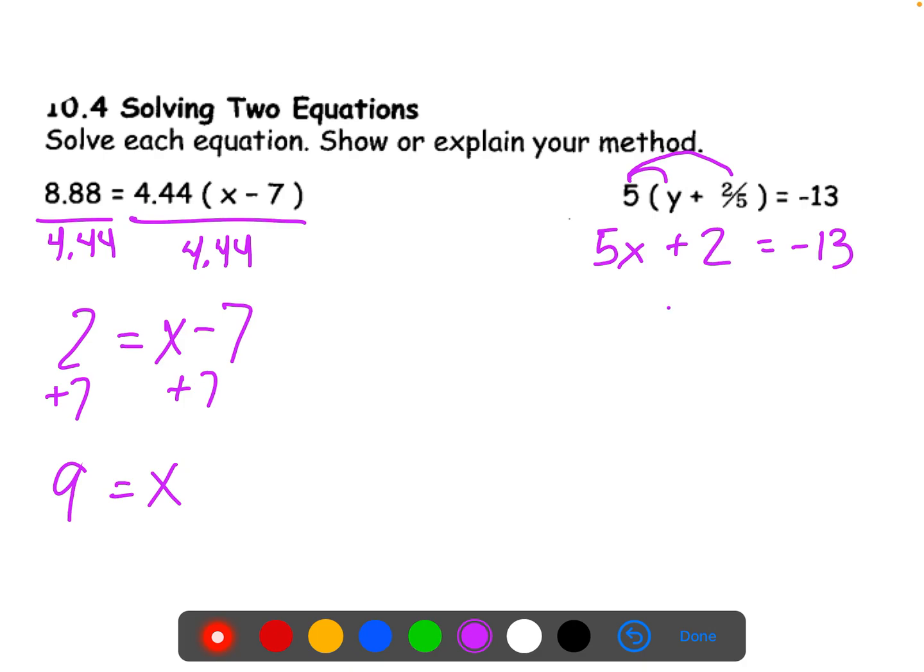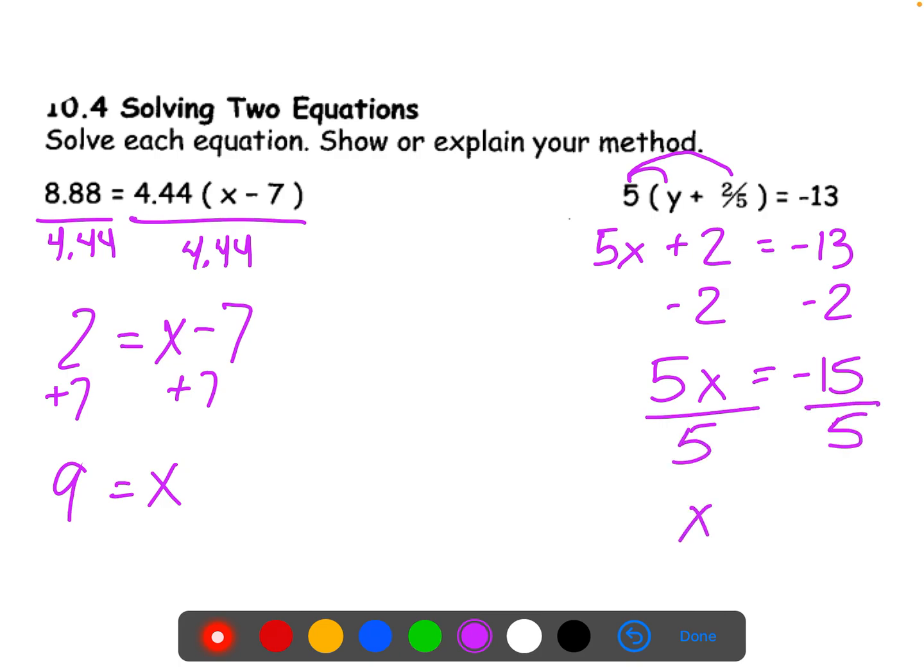Now we solve. We'll subtract 2. That leaves me with 5x equals, here's where we have to be careful. We're adding 2 negative numbers. No, I'm sorry. We're subtracting 2 from negative 13. We're taking 2 more away. We're getting more negatives, so that's a negative 15, not negative 11. And now we'll divide by 5. So x equals negative 3.